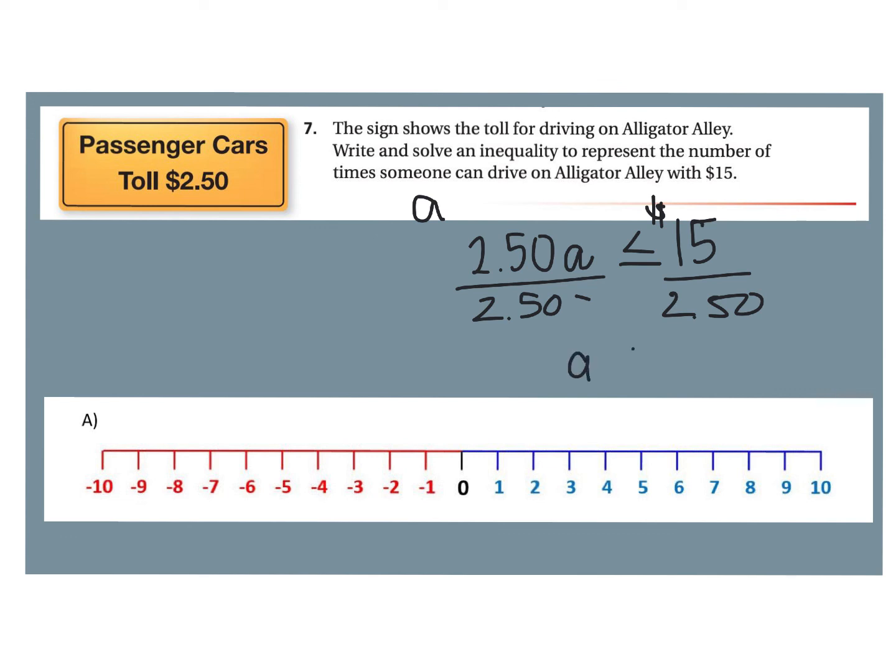And we can drive less than or equal to 6 times. So you can drive 6 times, but you can't drive more than that. You can drive less than that or 6 times, and you would still have $15. So you could use your $15 for all 6 times, or you could go less than that and save some money.